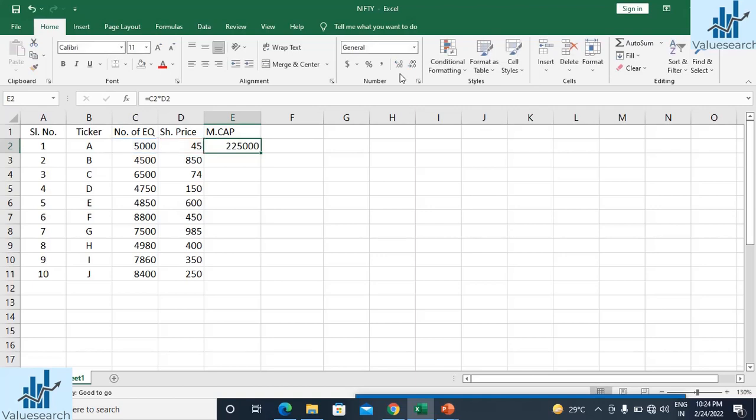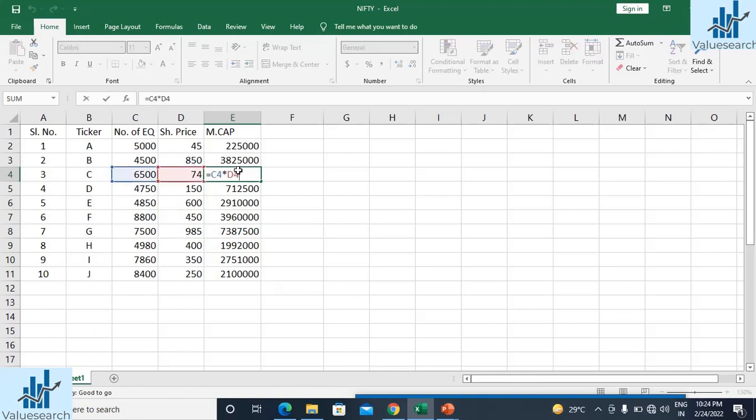See, this is your market capitalization. We just multiplied the number of equity shares, which is 5,000, with the share price 45. So this is your market capitalization. And this is the market capitalization for ticker C, for ticker D.